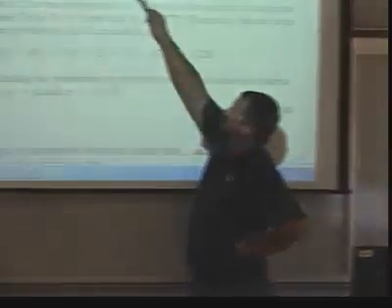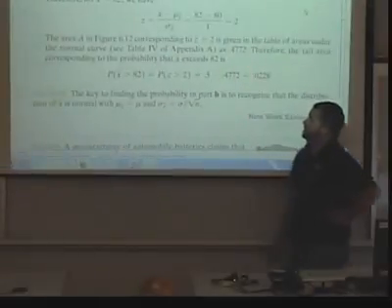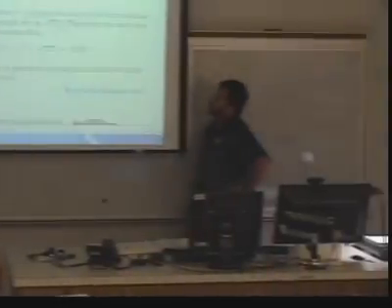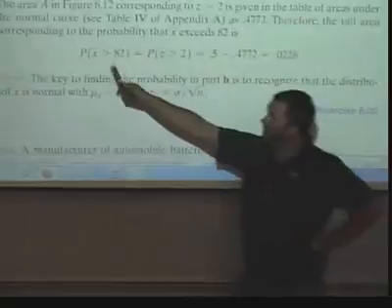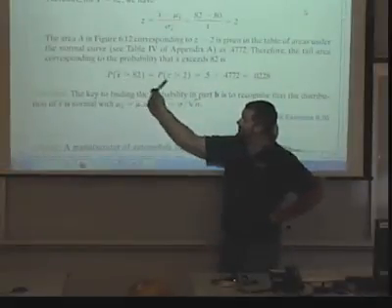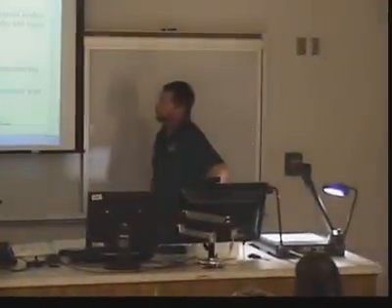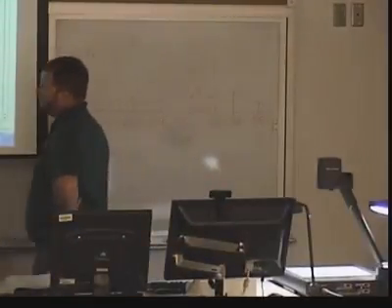Therefore, for x bar equals 82, z is x bar minus my mean divided by my standard deviation, which means z is 2. Then I go look at my table in Appendix A. The probability that x bar is greater than 82 is equivalent to the probability that z is greater than 2, which is equal to 0.5 minus 0.4772. And there's the probability.